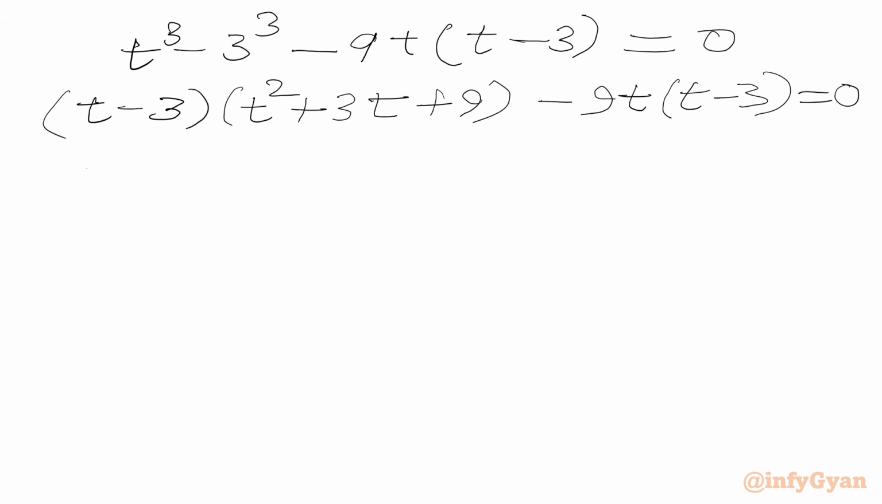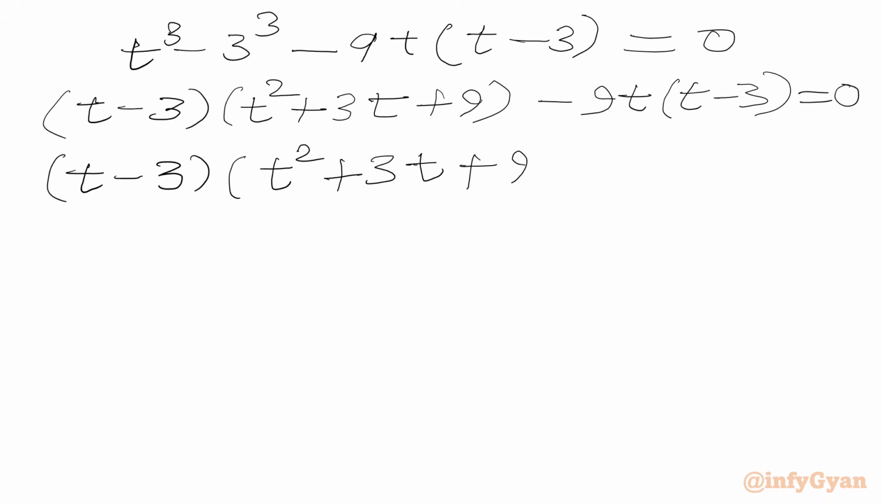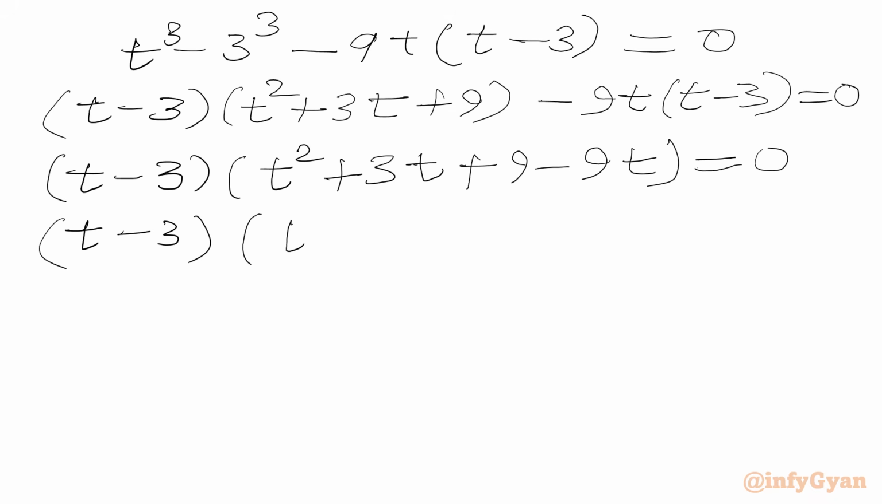Now we can take t minus 3 overall common. So in the other bracket we will write t square plus 3t plus 9 minus 9t equal to 0. Or we can write t minus 3 times t square plus 3t minus 9t plus 9 equal to 0.